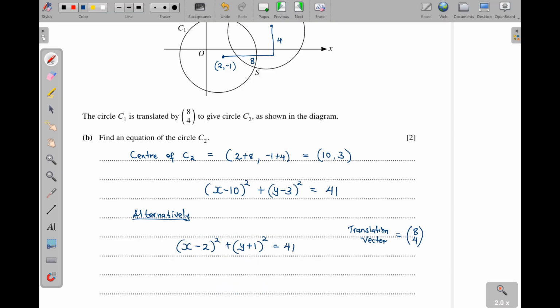Now let us transform this one. So we shall have x then minus 8, okay? Then there is a minus 2 here, and then y then minus 4, but then there is a plus 1 here, then it's equal to 41. Now this one becomes x minus 10 squared, and this one will be y minus 3 squared, which is equal to 41. You see that this is the same answer?